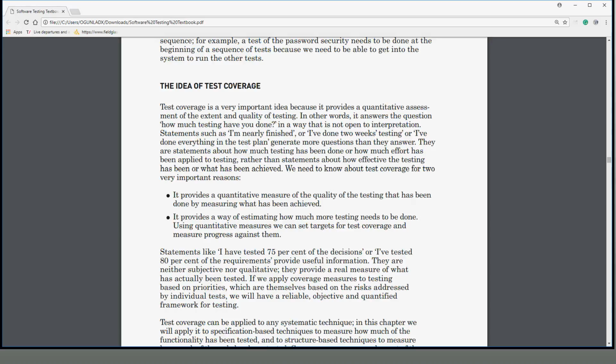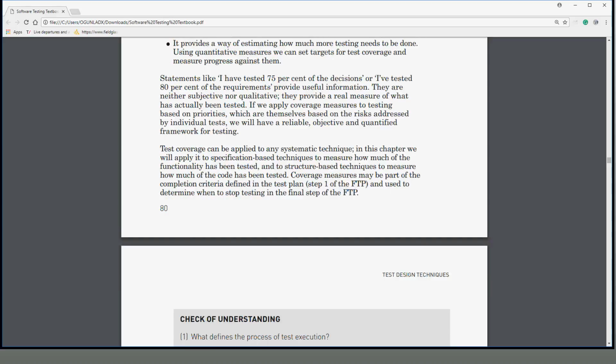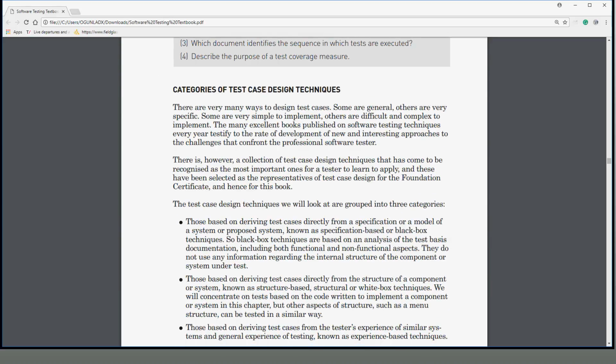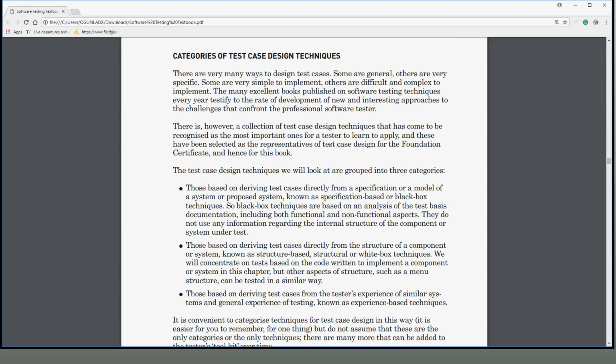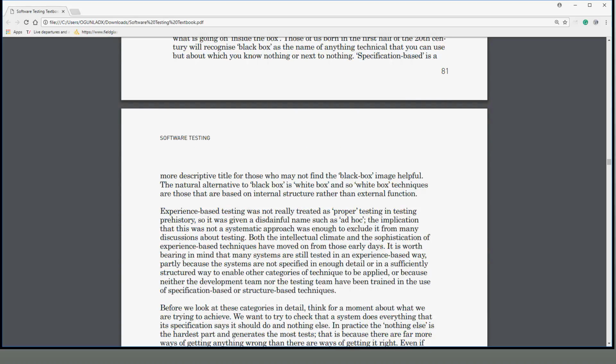So you know that it's going to be 1 times 10 hours that you have to use. That metrics we're also going to go through later, but not in this particular session. Category of test cases. Okay.